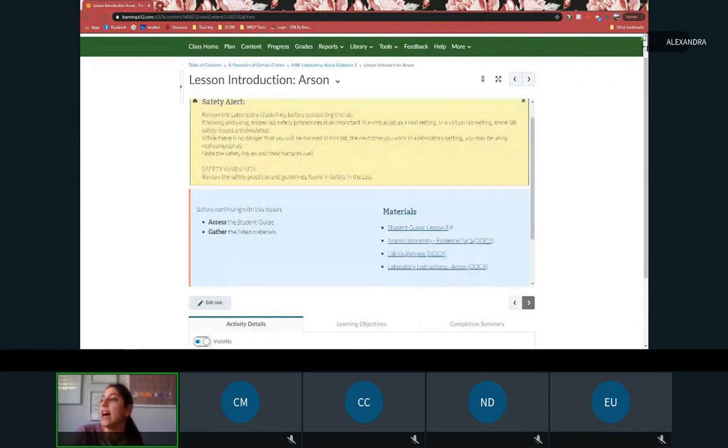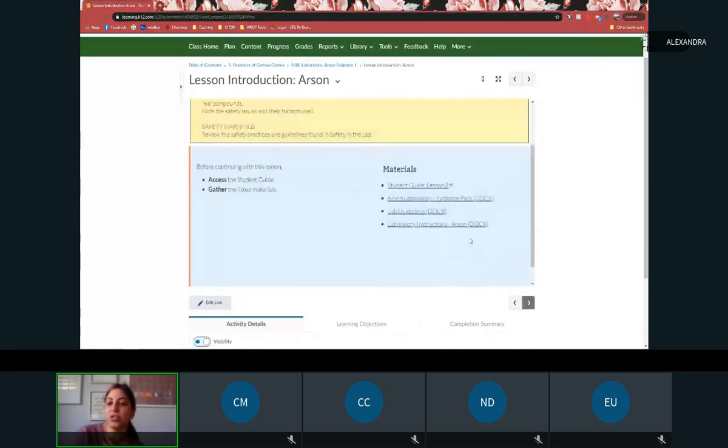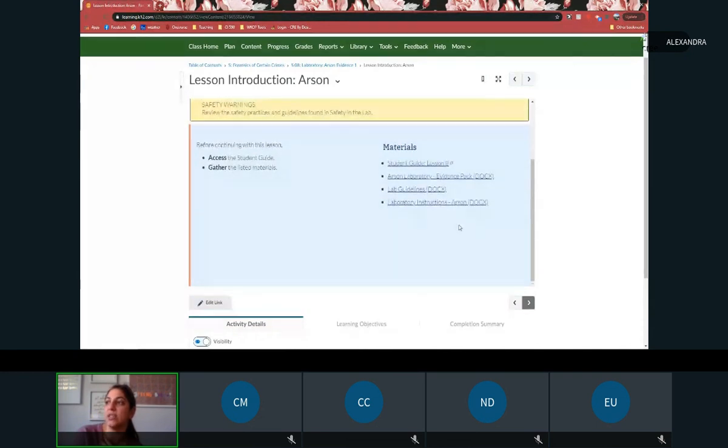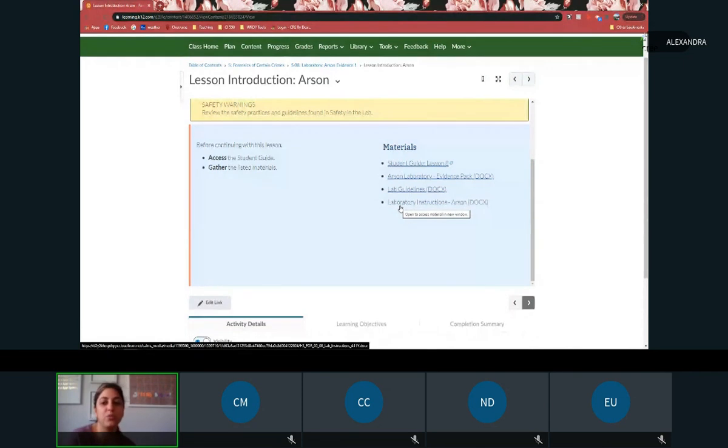So on slide, once you click through the introduction slide, that's where you're going to get all of your material links. So you're going to want to click on the student guide lesson 8 and the arson laboratory evidence pack, the lab guidelines, and then the lab instructions for arson. Okay, so those are all of the things you're going to want to open. So let me know when you guys got that and we will be ready to move on.